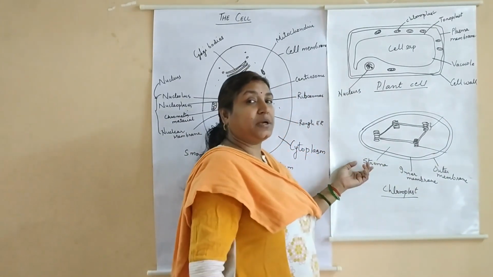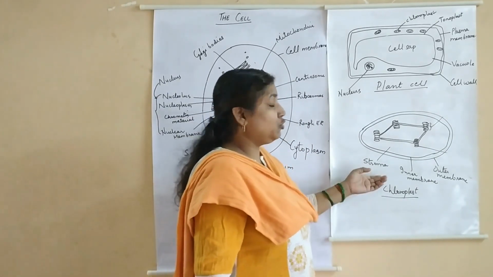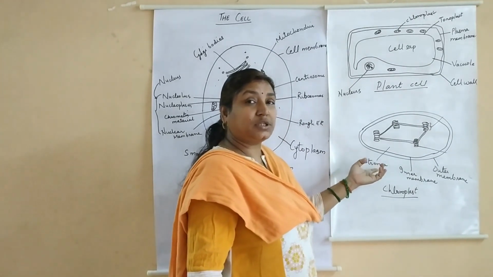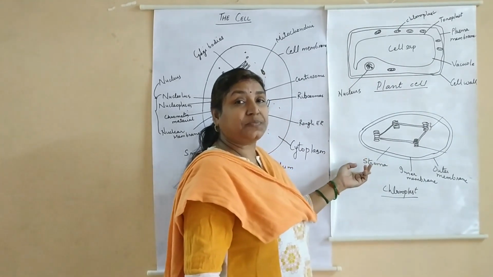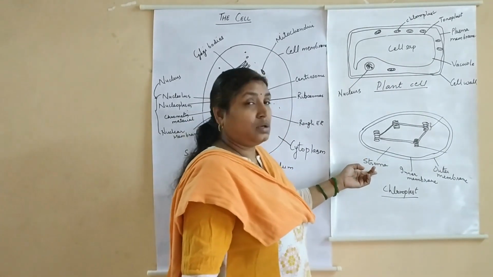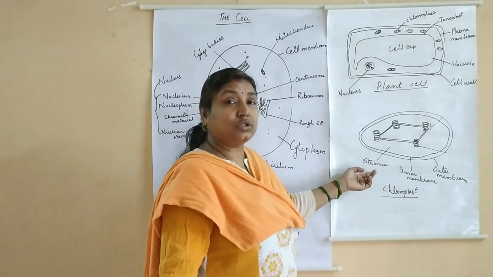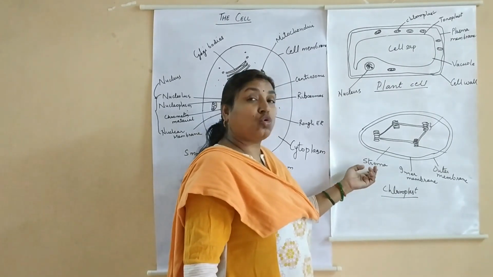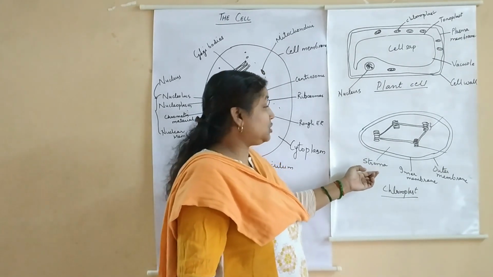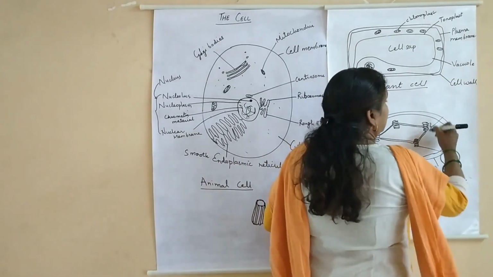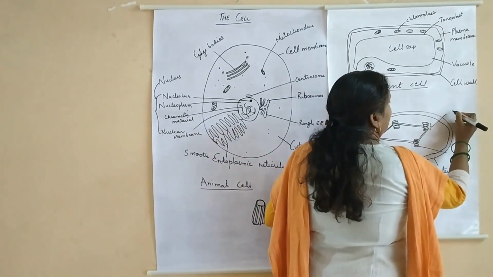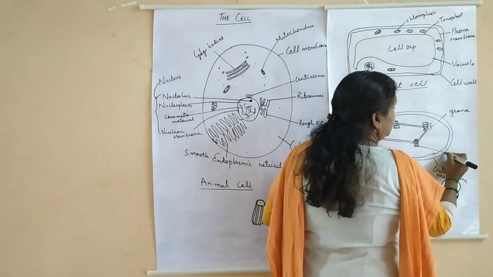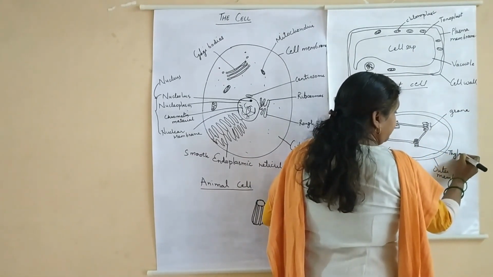Stroma, be careful with the spelling, because you may get confused with stoma, the stomata. This is the most common spelling error, stoma and stroma. So be careful, it is stroma, S-T-R-O-M-A. Then the stack is known as grana and an individual disc is known as thylakoid.